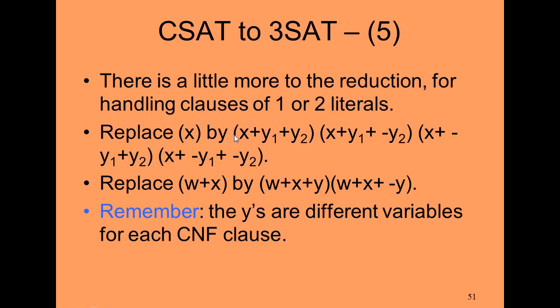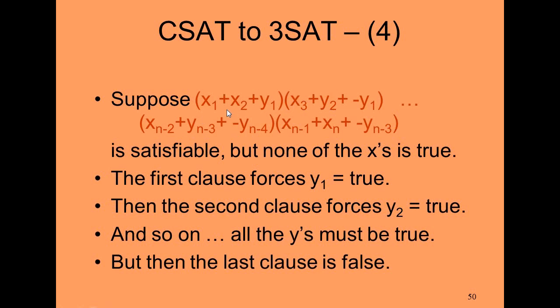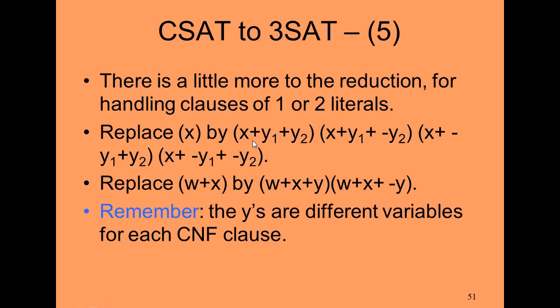So there is a little more to the reduction for handling clauses of one or two literals. Replace x by x plus y1 plus y2, and x plus y1 plus minus y2. Here, in the earlier case it was x1 plus x2. Now you make it w plus x plus y, and w plus x plus minus y. Remember the y's are different variables for each CNF clause.